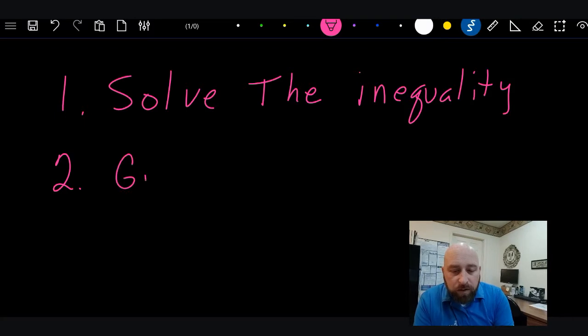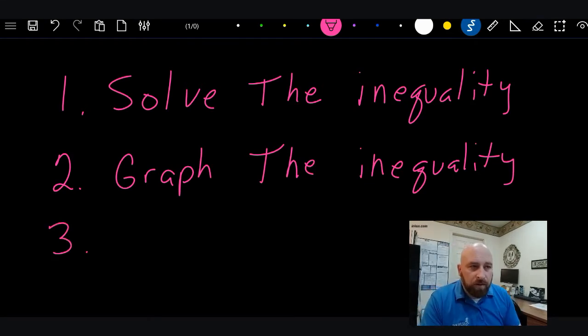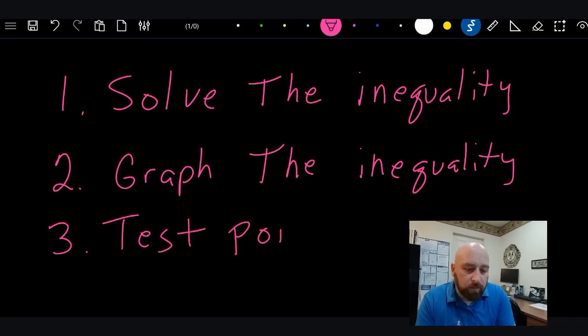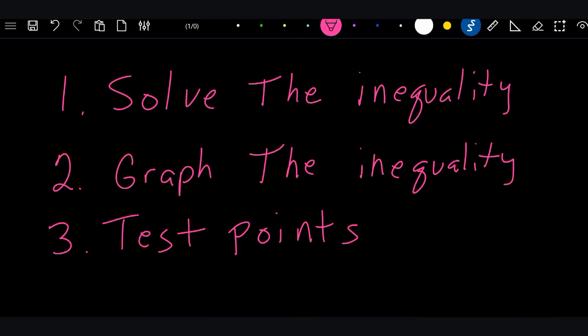The second thing is we are going to graph the inequality. So we're going to solve it, then we're going to graph it. The third thing that we're going to do is test points. You'll see what that means in just a second. That's kind of a new thing that we haven't talked about a lot. Once we get these all done, we are going to check it, and this is how you check it, by testing points. We'll keep coming back to that as we work through some of these.